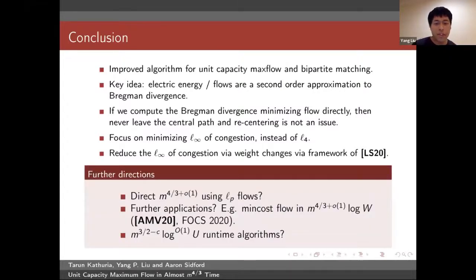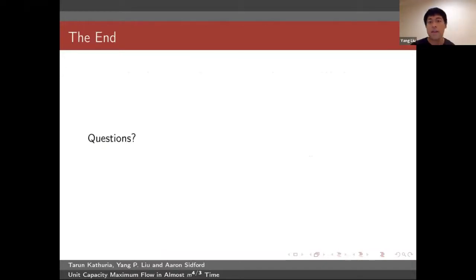As for further things to do here, I think it would be interesting to give a more direct m to the 4/3 time algorithm that uses some of the machinery in the algorithm here. Additionally, are there further applications? There have been a couple, I think. For example, you can get a min cost flow algorithm that runs in time m to the 4/3 out of this. And finally, our algorithm only works for unit capacity graphs. Can you get an algorithm that works in time m to the 1.49 that depends logarithmically on the capacities? I would be happy to take any questions.